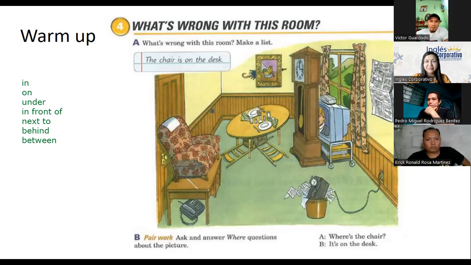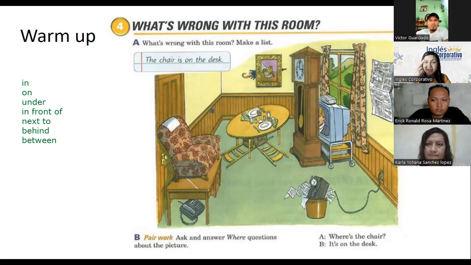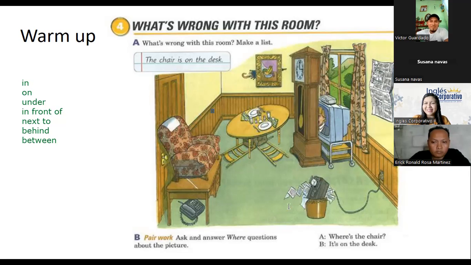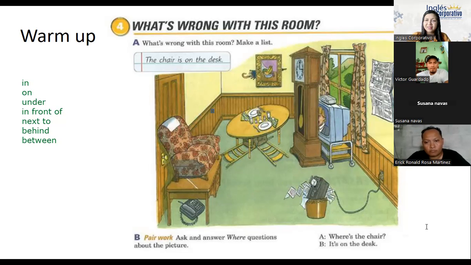The chair under the table. The chairs are, right? Because there are two. The chairs are under the table. Right? Under the table. Okay. Yes, thank you. Susie. The cell phone. Under the table. Okay, yeah, the phone is under the table. What about the television? Behind the clock. The television is behind the clock, right? That's weird, right? The television is behind the clock.